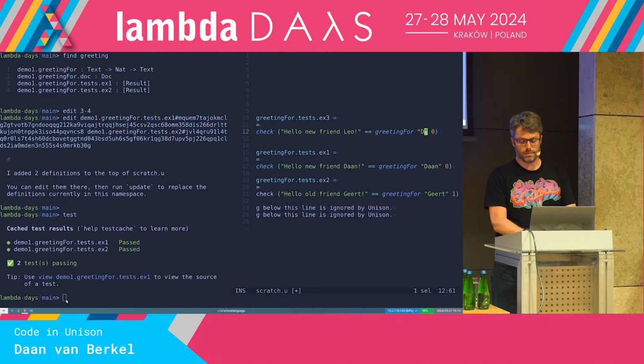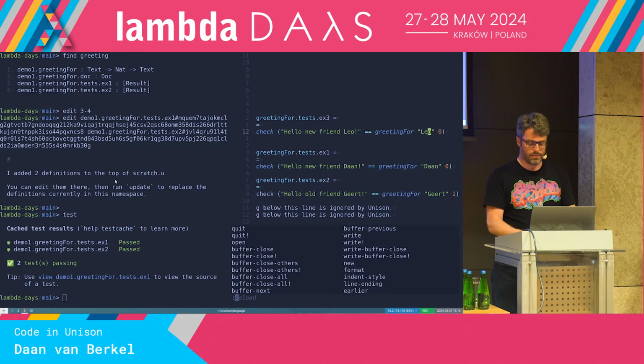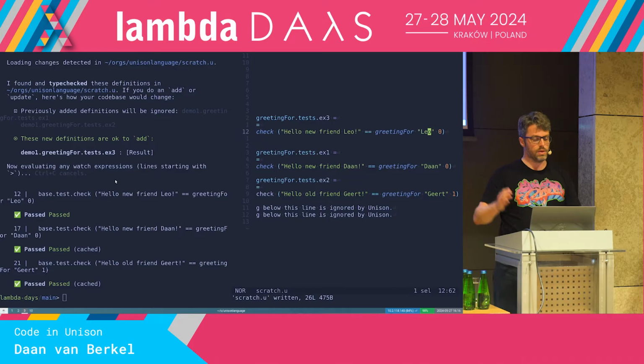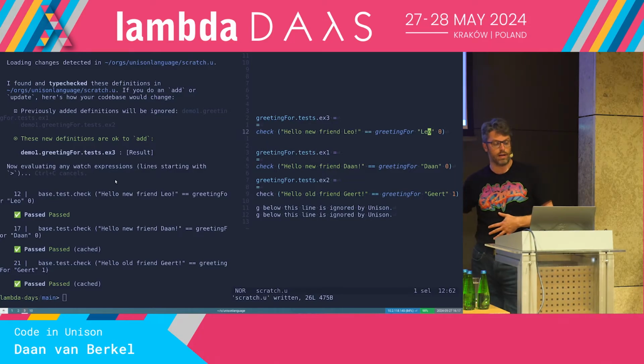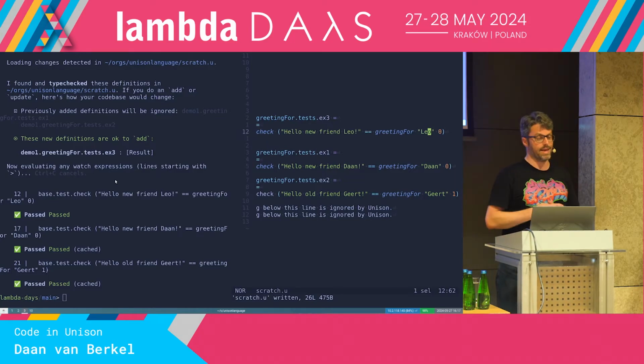So if we call this function with the name Leo and we have visited that name 0 times, we should expect that the result is hello, new friend Leo. So if I'm going to save this file, Unison will pick up the changes to the file and will load these files again. And what we see now, it's a bit big, so let's change that.